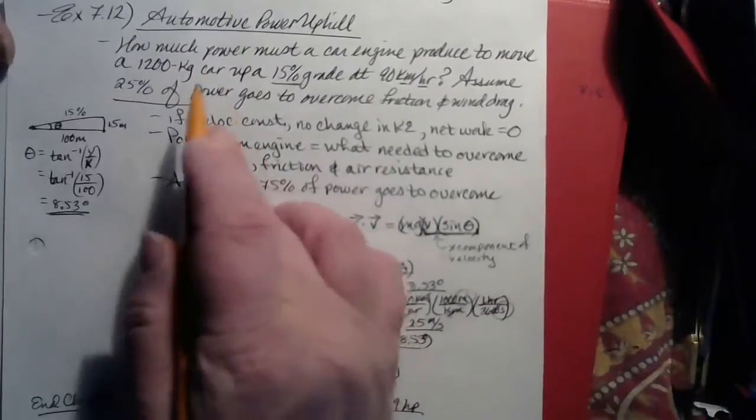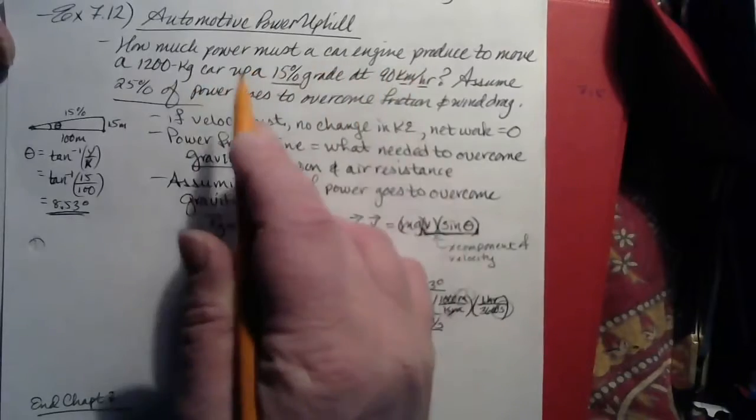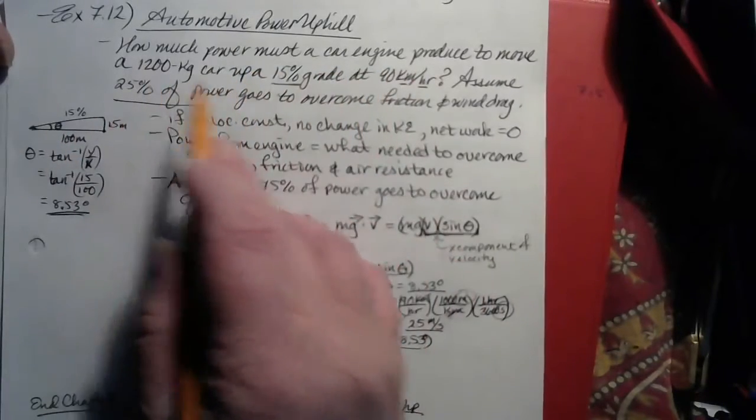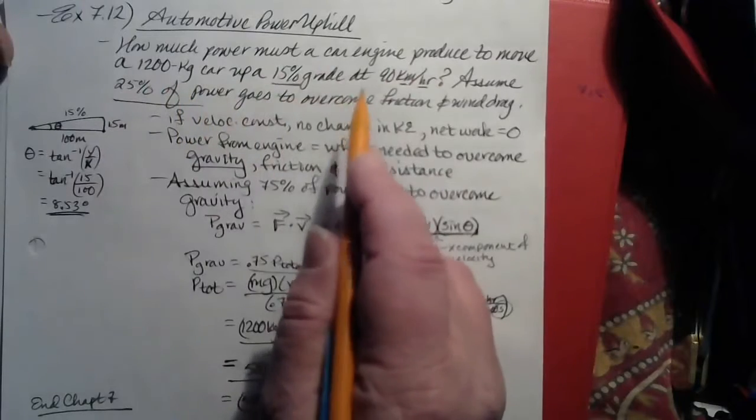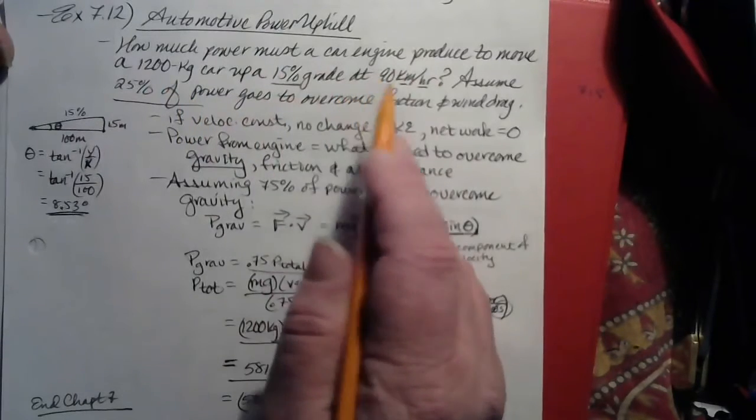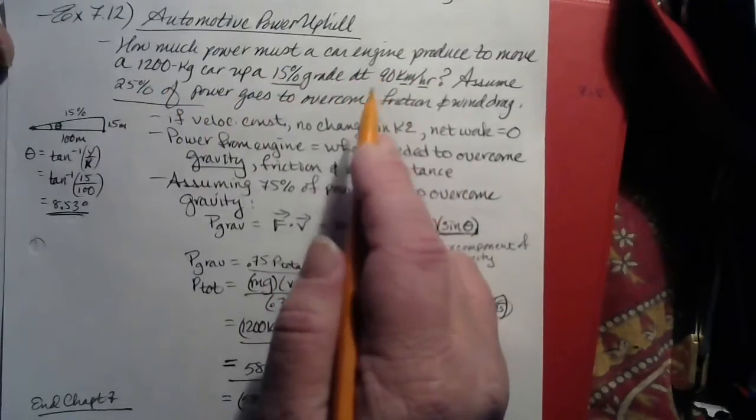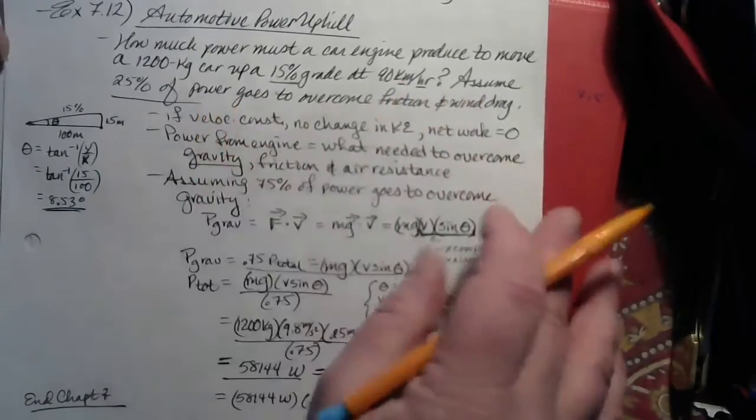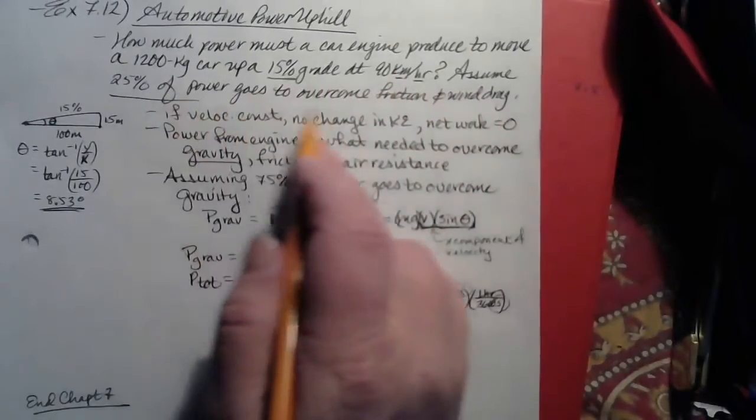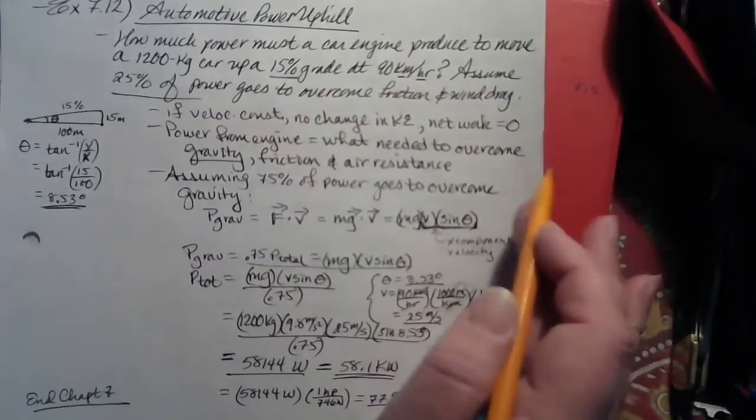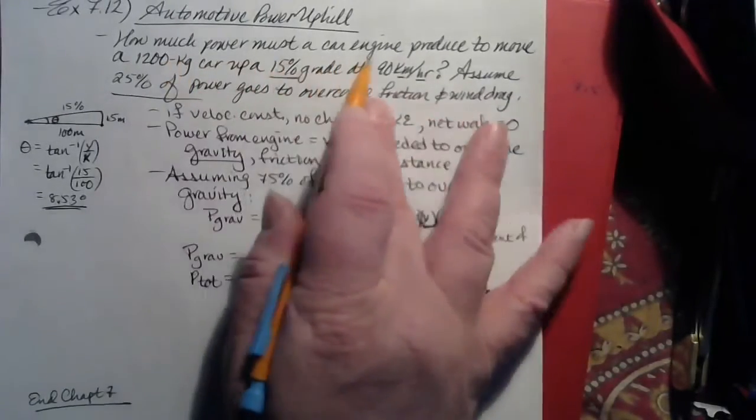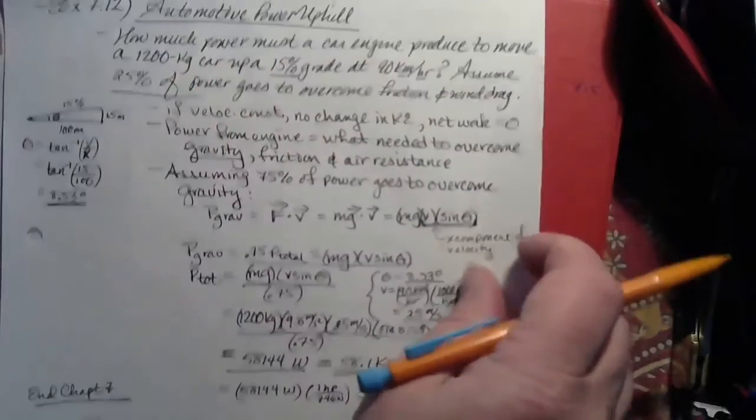We have a car that's going up a hill. It's a 15% grade, and the car has a mass of 1,200 kilograms. And the car needs to go up the hill at a constant speed of 90 kilometers per hour. And you can assume that 25% of the power goes to overcoming friction and wind resistance. And so the question is, how much power does the engine have to put out in order to do that?